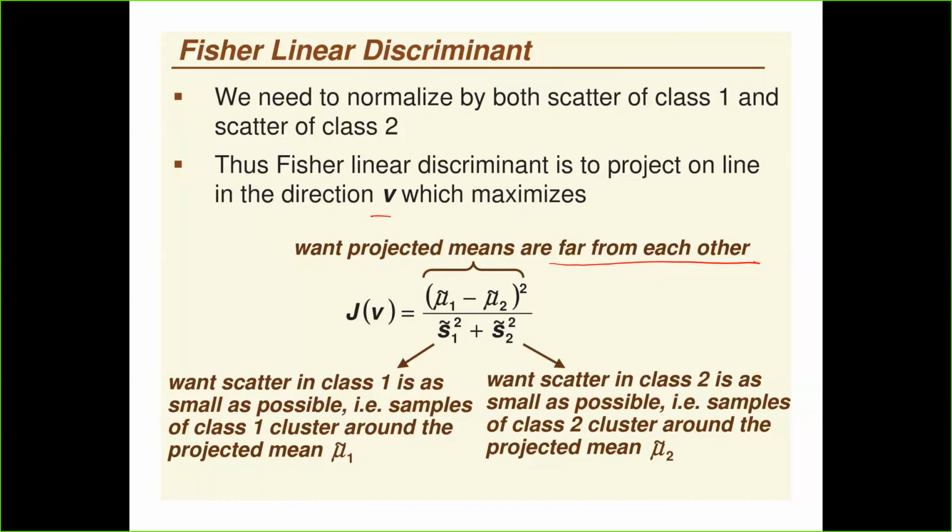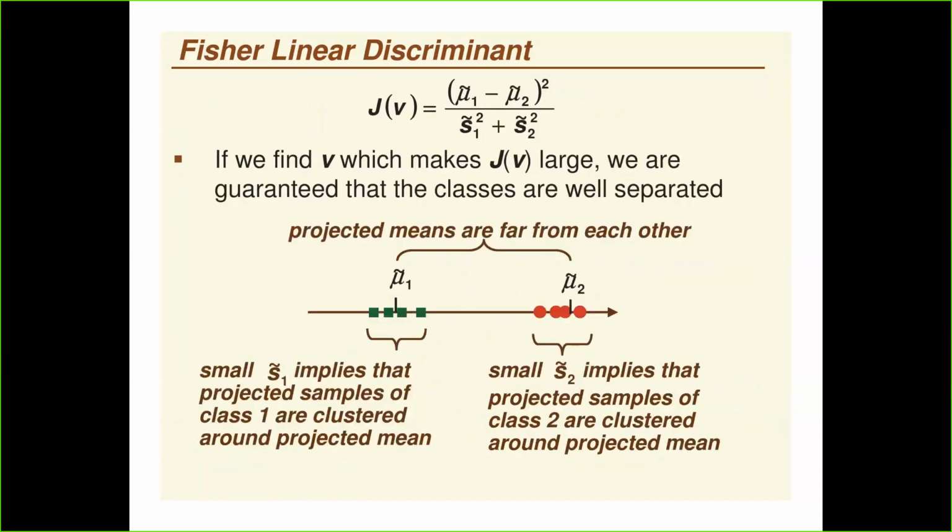This is our cost function that we want to maximize, not minimize. All right. So is it clear? So far, the objective is clear. Have you understood why we have got this objective J of V? Everybody clear, right? So we want to find V which makes J of V larger. Then we are guaranteed that the classes are well separated in the projected space. So whenever J of V is larger, the classes are well separated.